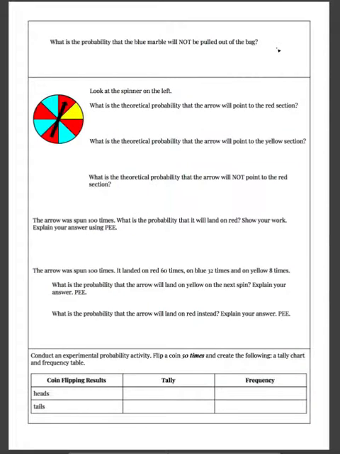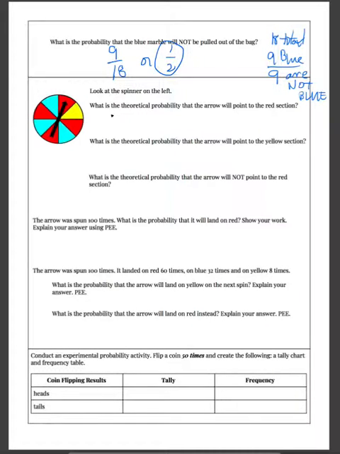So we know that there are 18 marbles total, okay? 9 are blue. So if we're not pulling out blue and there's 18, so we know 9 are not blue. Okay, so the probability we're not pulling blue is 9 over 18 or 1/2. Okay, so let's do the next one.